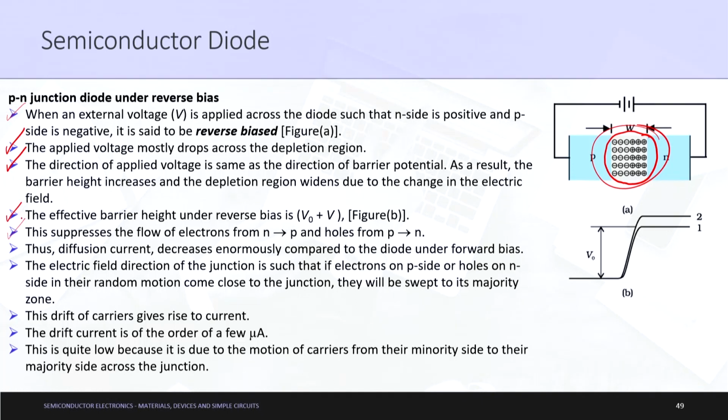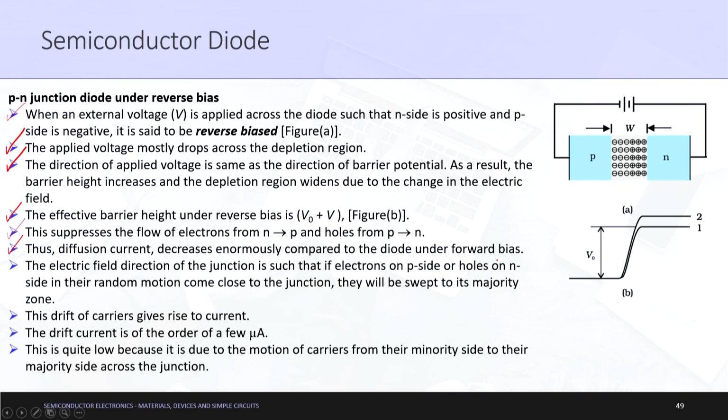So, that being said, let us understand this further. Because the barrier height increases, it is quite evident that the current will decrease. This suppresses the flow of electrons from N to P and holes from P to N. The energy required for electrons or holes to cross the junction will increase. Thus, diffusion current decreases enormously compared to the diode under forward bias.